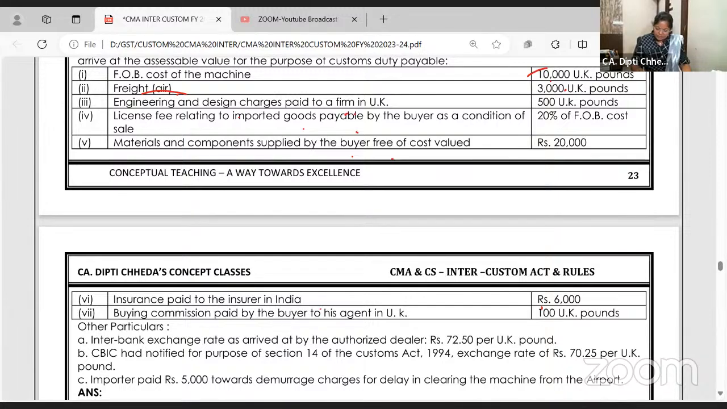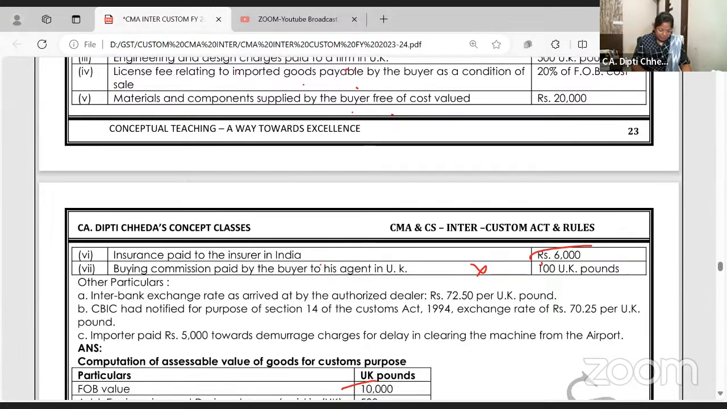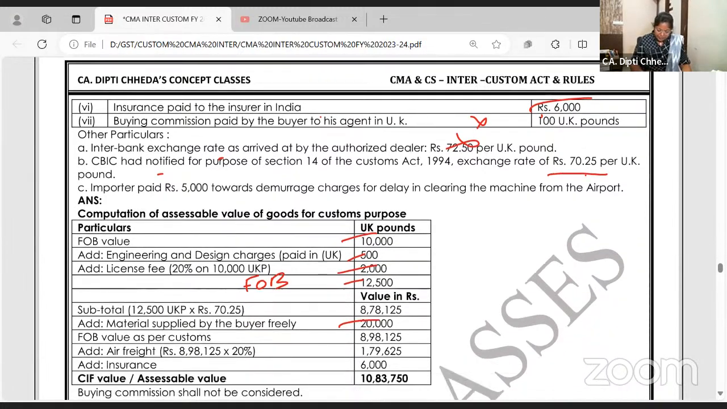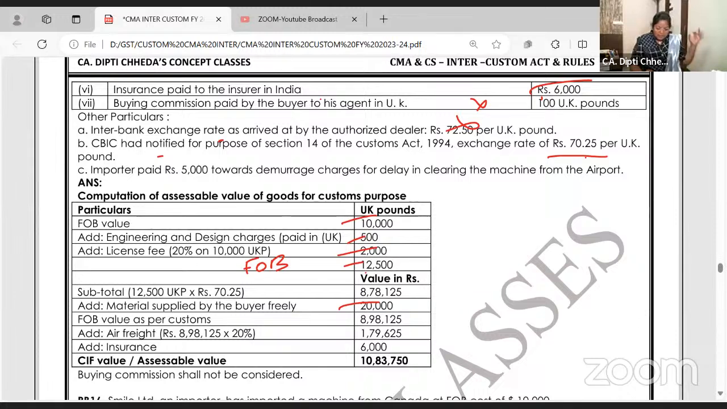Insurance they have given. So we will take 6,000 directly. Buying commission you don't have to take. Interbank rate waste. Civic rate yes 70.25. So can we convert FOB, engineering, license, all? If you convert, you will get this value. Now material supplied, add it. Okay. Now material supplied by the buyer freely. Actually, this should have also been added up, but this was in rupees, so we added here.